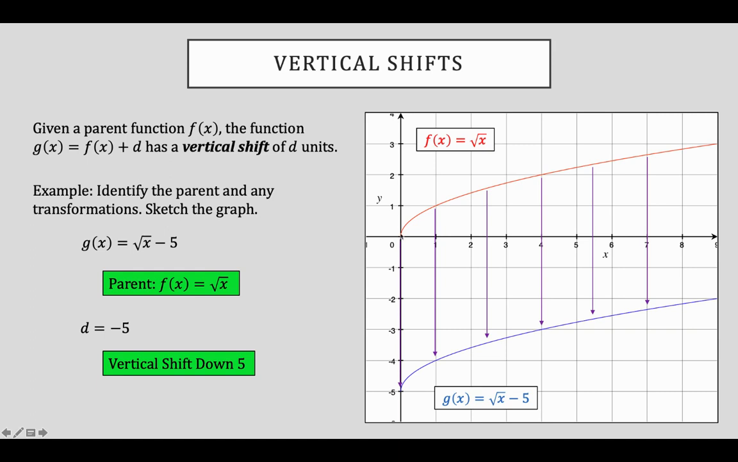Notice this point that was originally at the origin (0, 0) gets bumped down to (0, -5). Similarly, we had this ordered pair (4, 2), and we now have the ordered pair (4, -3). Every single ordered pair on our graph of f of x gets shifted down 5 units to give us the graph of g of x. That is our vertical shift. Okay, so identifying the constant d will give us our vertical shift.